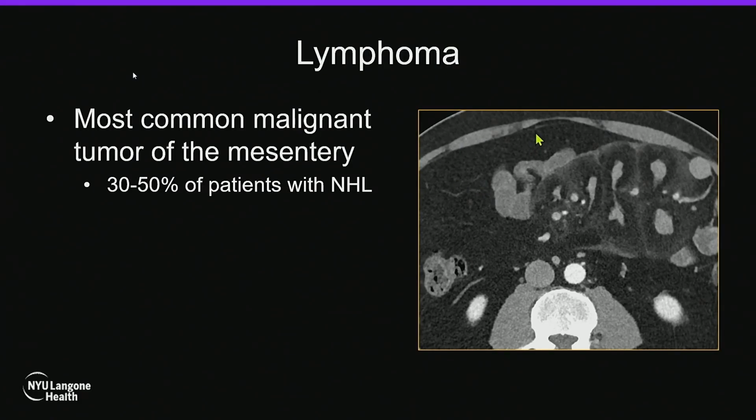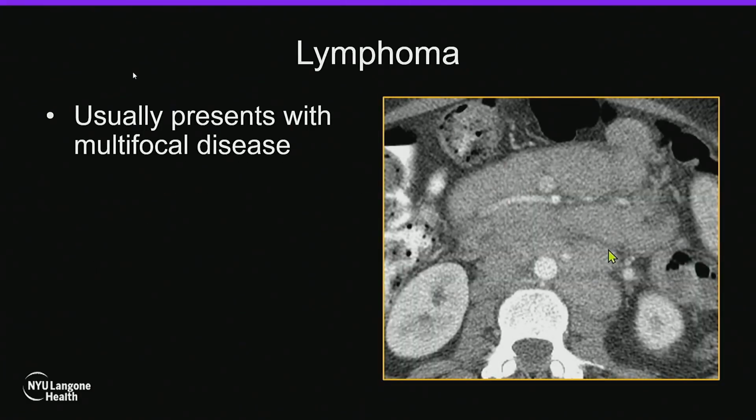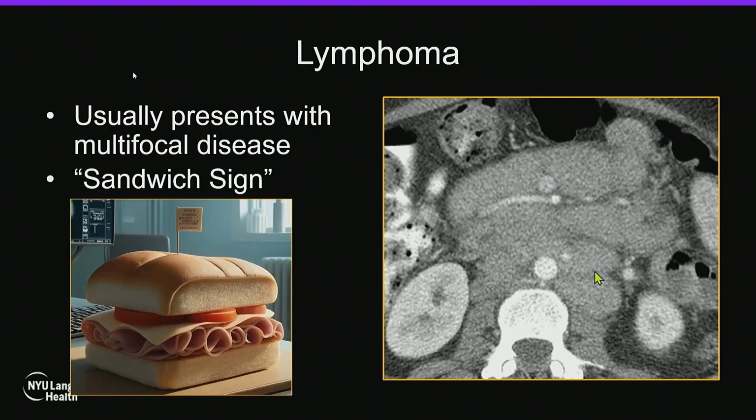So lymphoma is the most common malignant tumor of the mesentery. It's seen in about 30 to 50% of patients with non-Hodgkin's lymphoma, and there's a lot of overlap with sclerosing mesenteritis, both forms that we discussed. So lymphoma, fortunately, usually presents with multifocal disease. This is a more flagrant case, obviously, but you can see that in addition to the mesenteric involvement, there's also a lot of involvement in the retroperitoneum.